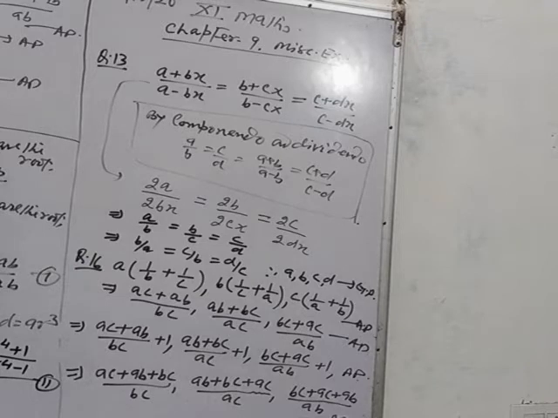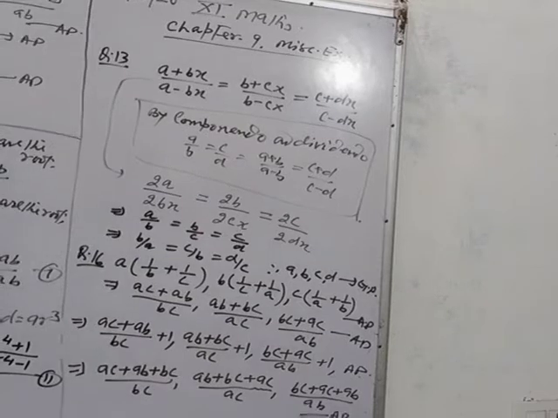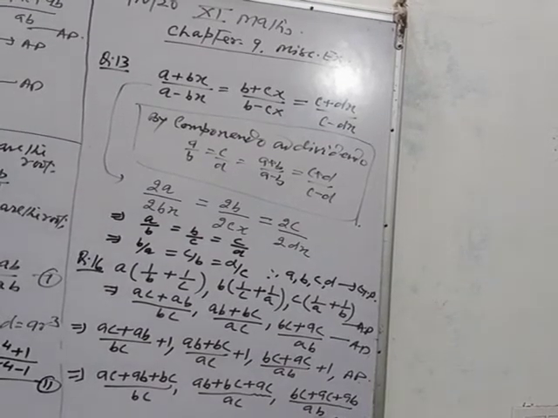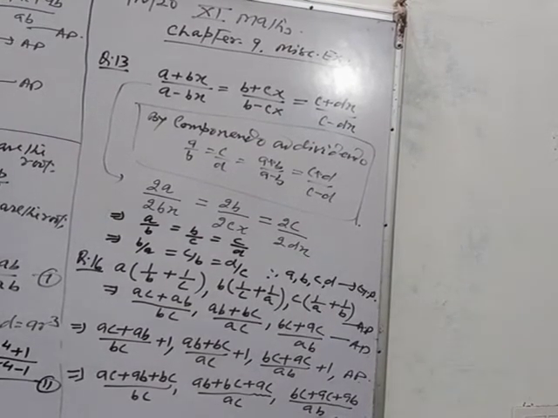And this relation shows that a, b, c and d are in GP. If four terms are in GP, then the ratio of two consecutive terms is the same: b/a = c/b = d/c. So this is your question number 13. In this way you can prove it.